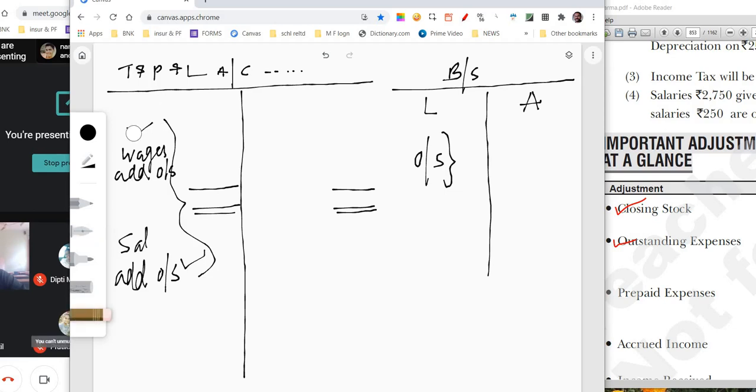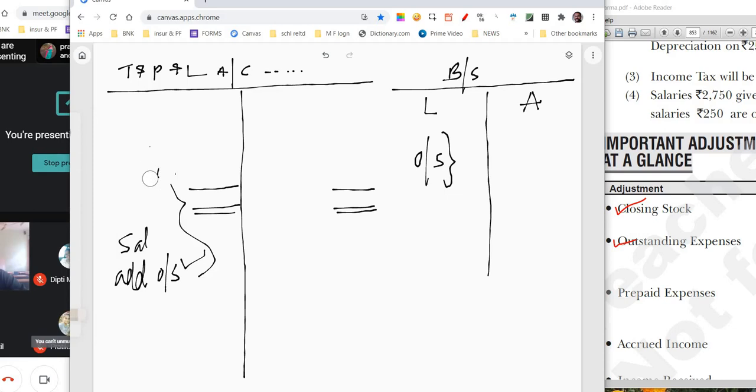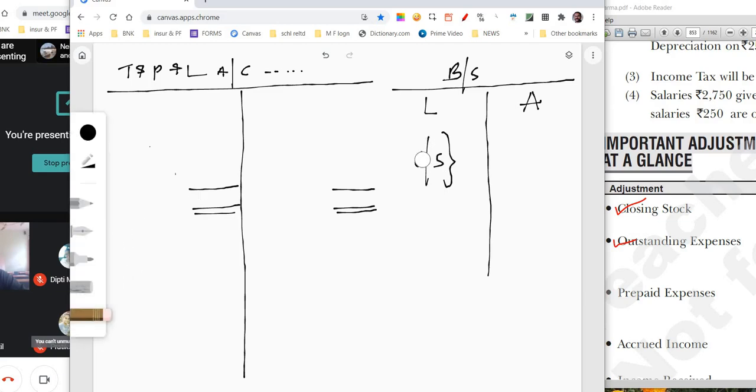तुम लोग का रिविजन तो अच्छा ही चल रहा है. वेरी गुड. मैं बहुत खुश हूँ. ओके, तुम लोग का पढ़ाई, your study is going on in the right direction. Okay, right. ये हो गया. So outstanding expenses done.